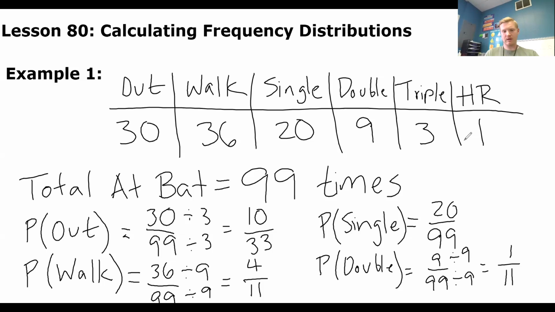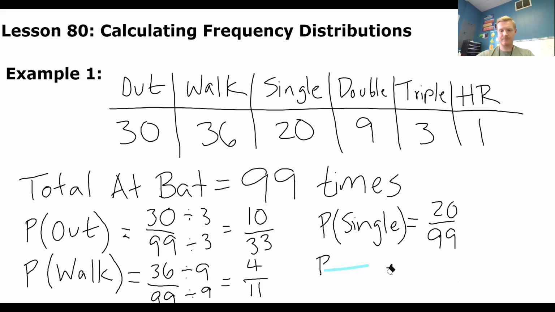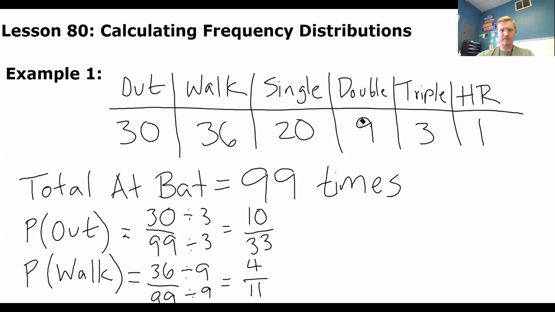Cool. If you need to get these all written down, I'm about to get rid of these so I have enough room for my triple and my home run. Get those written down. I'm just going to erase those two for now. Okay, so my probability of hitting a triple equals 3 out of 99.